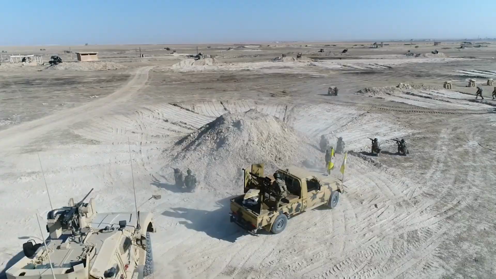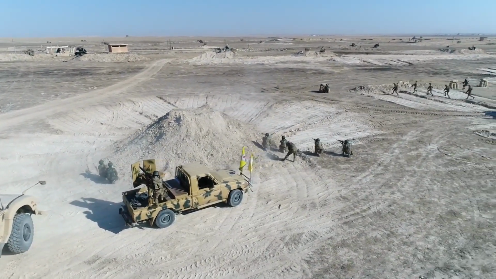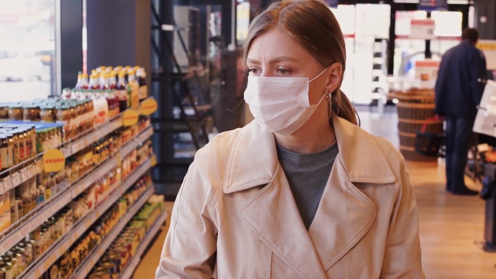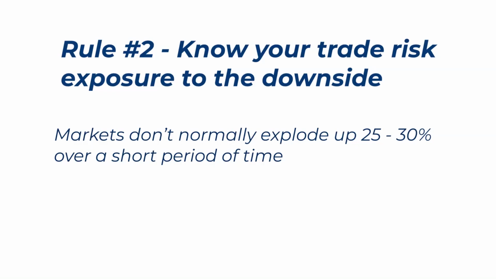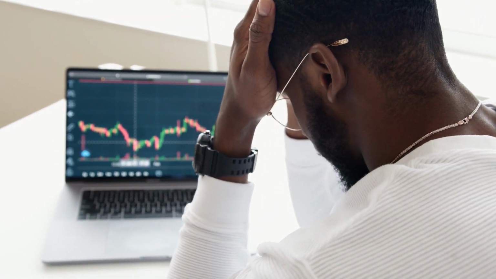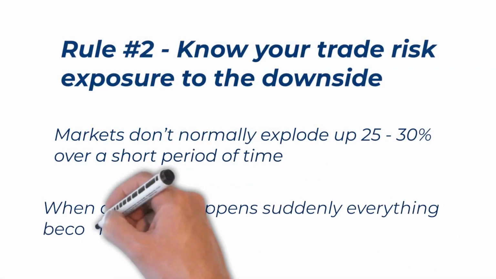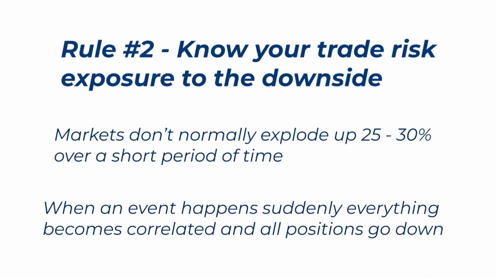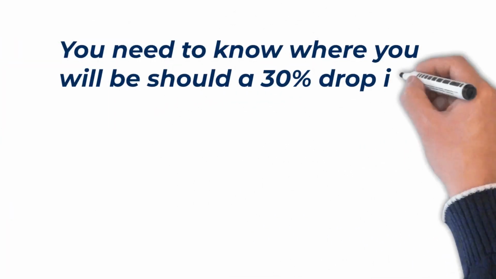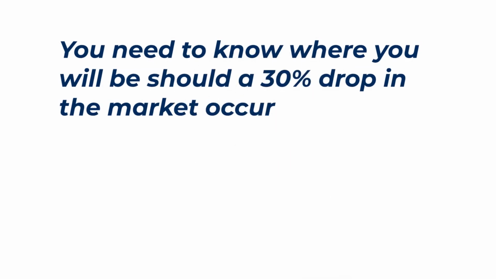We never know when there will be a war or political event, banking or housing crisis, or even a pandemic. Hopefully not anytime soon. Every few years, something happens that causes the market to drop significantly very quickly over just a few days. This is when you can really get hurt trading options. Even if we have uncorrelated positions, when an event happens suddenly, everything becomes correlated and all positions go down. So you need to know where you will be P&L wise in your portfolio should an unfortunate catastrophic event occur and the market drops 30% or more very quickly.